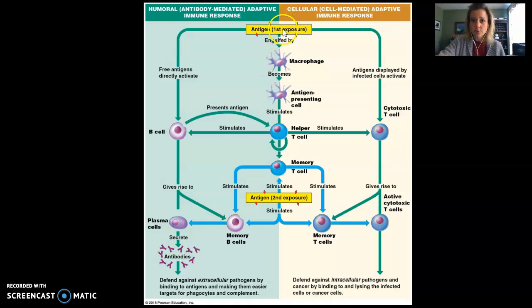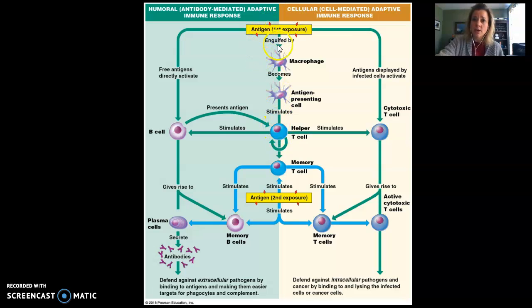So we have our first exposure to the antigen here at the top of the picture. This antigen can set off our immune response in a couple of different ways. For instance, free antigen in our blood and lymph is available to directly activate B cells that have been hanging out in the lymph nodes. And the B cells can act as antigen presenters to bring that antigen fragment to a helper T cell.